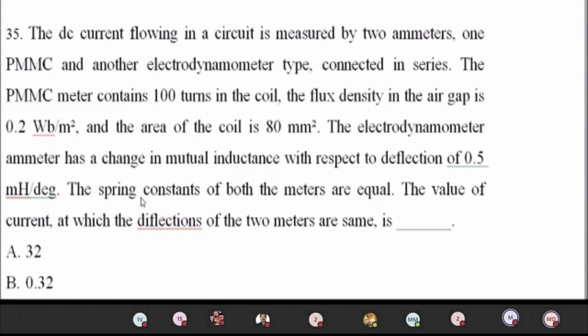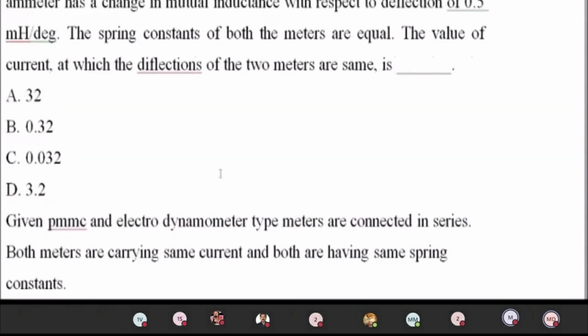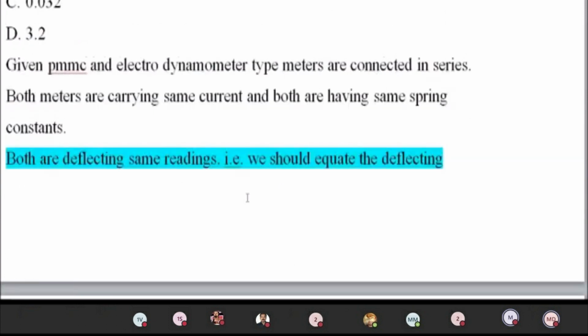The clue which has been given in this question is the spring constants of both the meters are equal. That is a clue. Using this we have to solve. The value of current at which the deflections of the two meters are same, this is the second clue. Okay, as usual, we can move to the problem solution. Later we can come back to the choices.